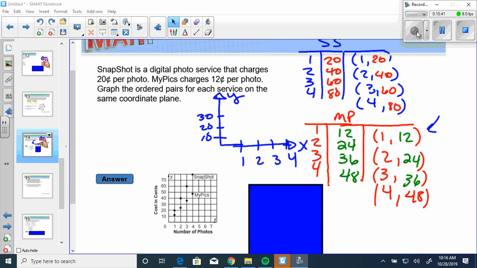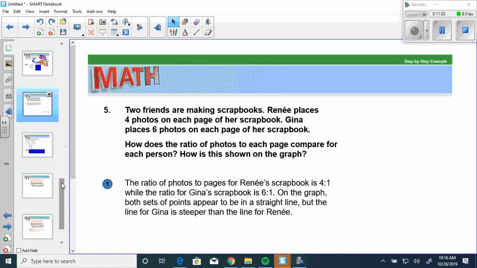So it was right one up 12 right here, or right one up 20 for MyPix. No, for Snapshot. Right one up 20 for Snapshot. Right 2 up 40 for Snapshot. Right 3 up 60 for Snapshot. Right 4 up 80. So you can see it. We're not connecting the dots right now. We are just getting them on a graph.